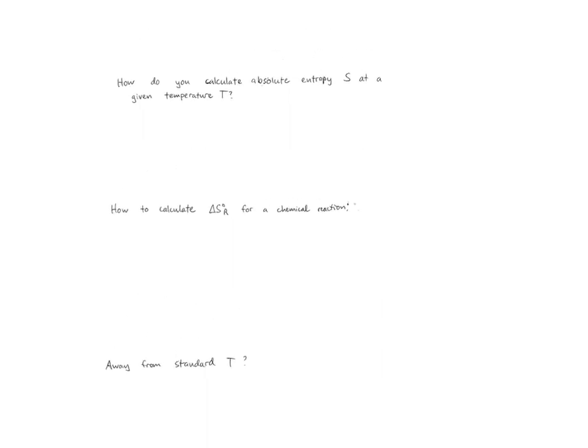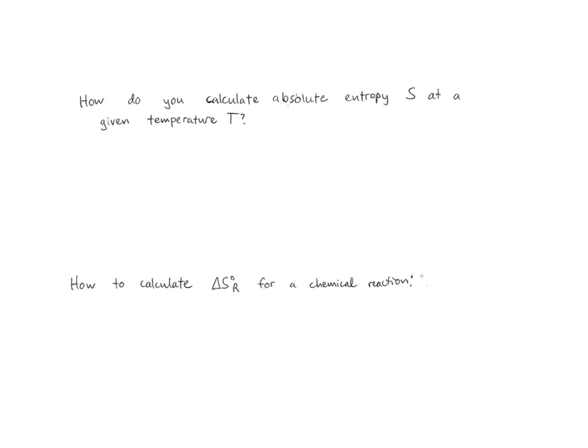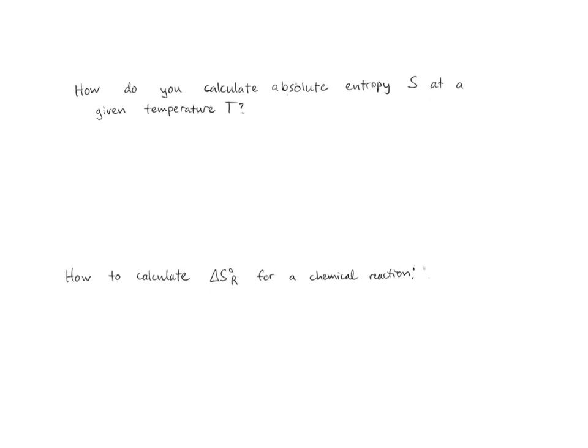Okay, now we're on the other side of the worksheet, and I want to show you how you would calculate the absolute entropy, S, without the delta, at a given temperature. And there is a way to do this, because systems can have absolute entropy. At least they can be calculated even experimentally. So I'm going to show you how to do that now.